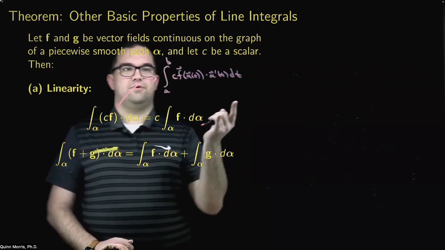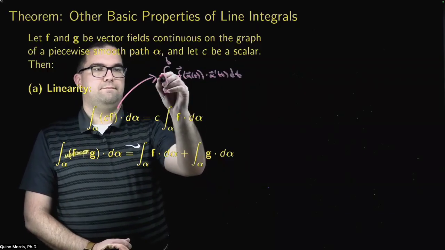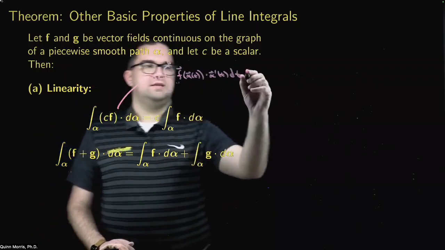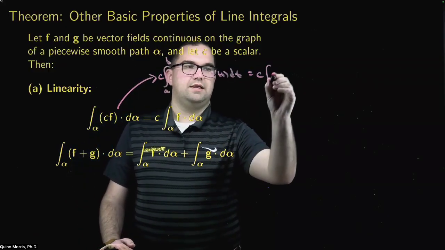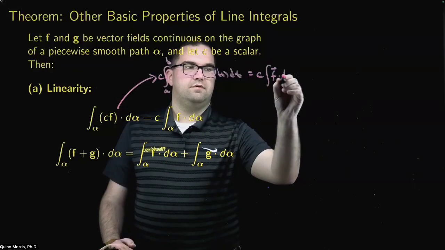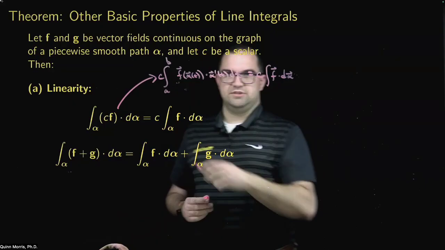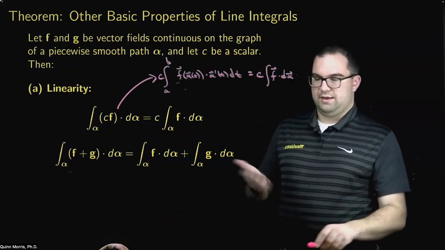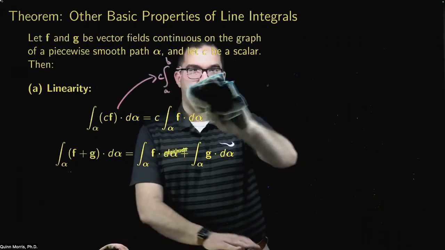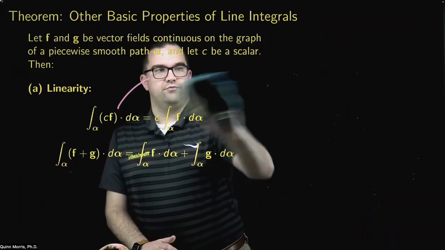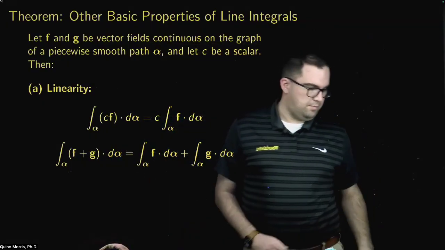Now, this is a Riemann integral. So for a Riemann integral, you can pull this constant out. And now this is just c times this, which is the line integral of f d alpha. So again, these just follow by writing out the definitions and applying these properties of Riemann integrals to the Riemann integral formulation. Okay, same thing for breaking it up over a sum.